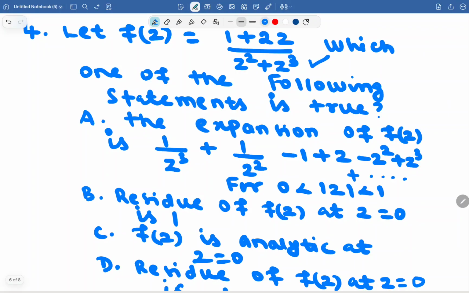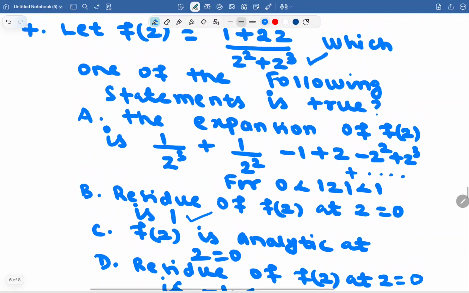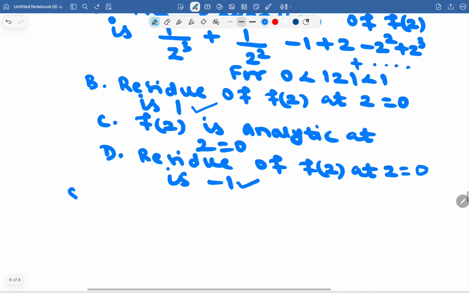z square plus z cube. We have to check which among the following statements from the options A, B, C, D is true. See option B and option D, we have to find the residue at z equal to 0, whether it is 1 or minus 1, and also we check whether the function f of z is analytic at z equal to 0. See solution.